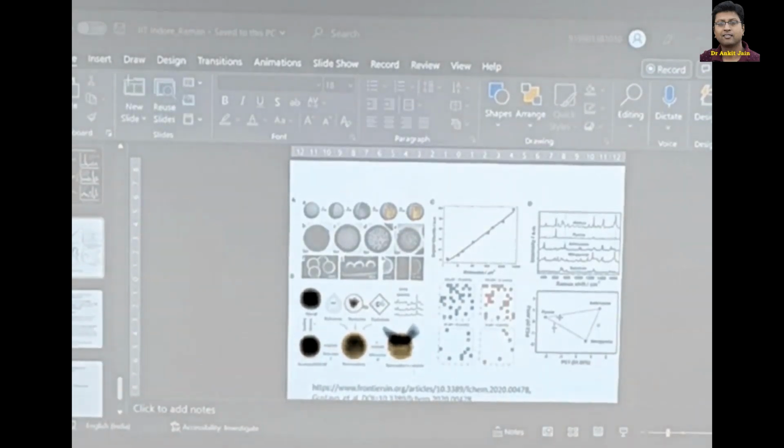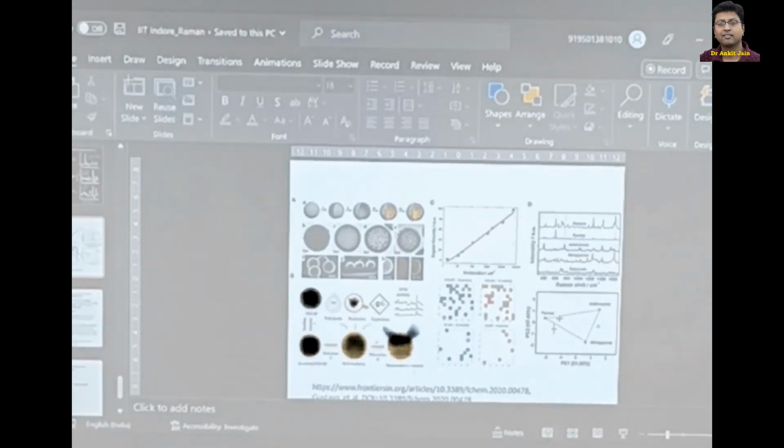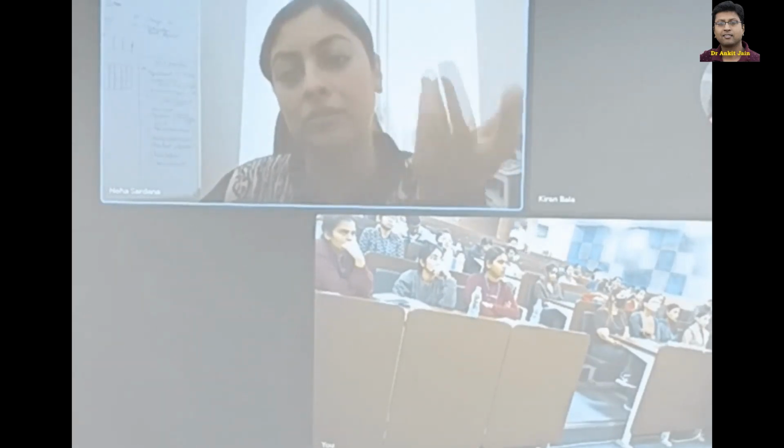Ma'am, there is one question. Yeah, please. Ma'am, is there any library of the different spectra shown by molecules for Raman spectroscopy? Usually it is given in literature only, and then you can find out by doing your best judgment.